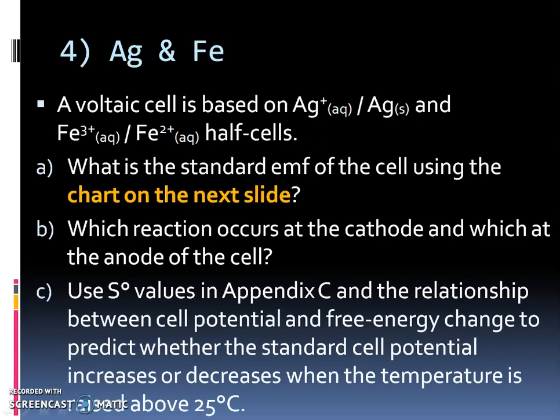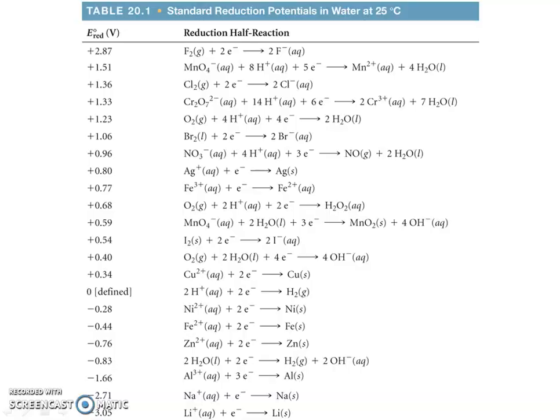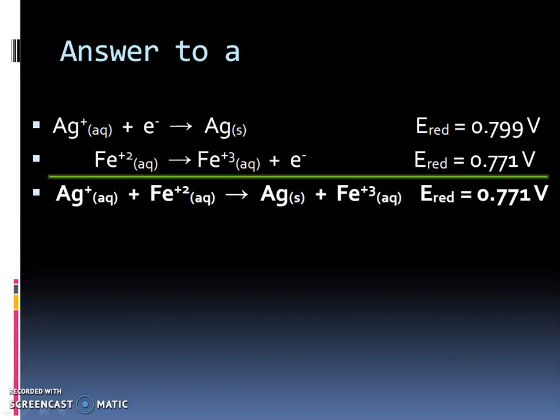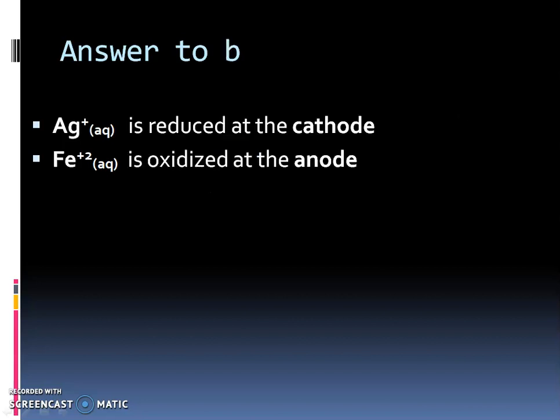Silver and iron. All right, so again, that chart's going to be on the next slide, but you can use either your Appendix C in your book or online values. So here's that chart. And here's A. And here's B.